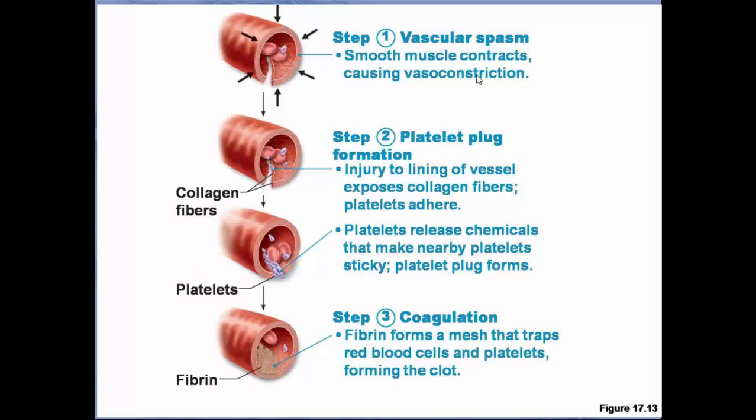This is taken from the book. Step 1, the vascular spasm. This tissue that gets damaged will contract so it doesn't lose any more blood. You get the platelet plug start to form, where you have platelets attaching to the damaged ends. As more and more platelets come by, they stick together, form that plug. Then you have fibrinogen being converted into fibrin, that really sticky thread that will help form the actual clot itself.